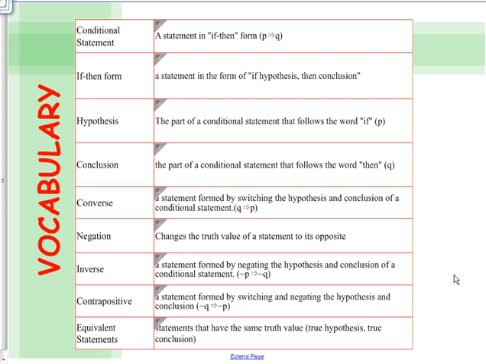Okay? All right, so basically, that's all I have for you for our lesson today. We're just adding some more lovely if-then, if-not-then statements into our lovely world of vocabulary in geometry.